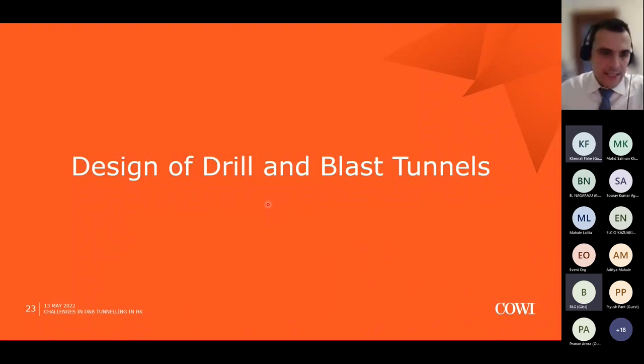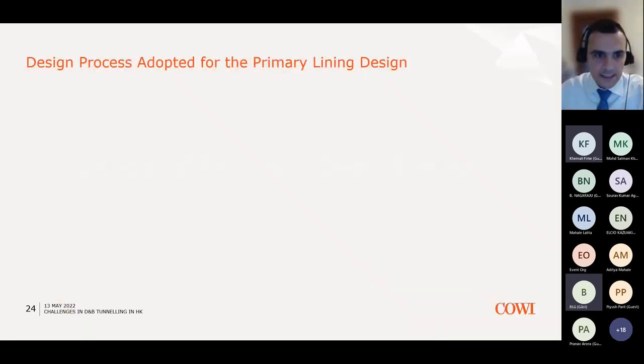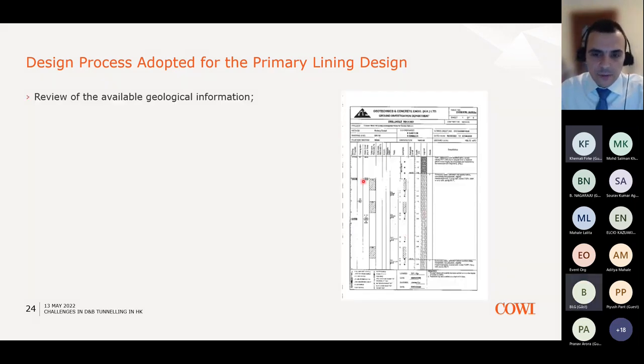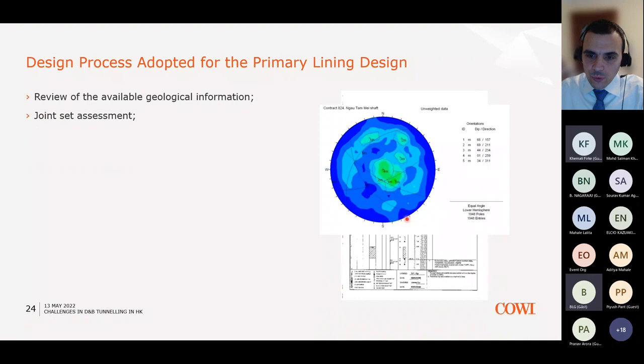So moving on now to the design parts of a drill and blast tunnel. I will briefly discuss the process of the design. Initially, we need to gather all the available GI information with regards to boreholes, lab tests, in situ tests, and make an assessment of the ground conditions, create our own geological model, and derive our own design parameters. From the borehole logs, we can also get information about the joint sets, the discontinuities in the rock mass, and we then do a statistical assessment of the joints so that we come up with the most dominant joint sets. We then do the design based on these dominant joint sets, which typically can be like 3 to 4 or 5.